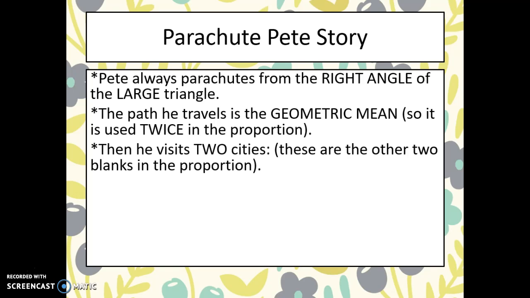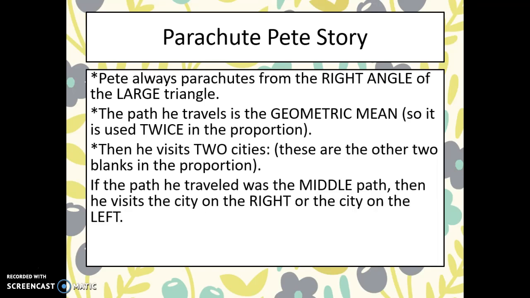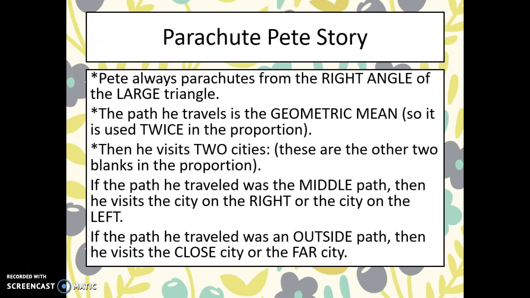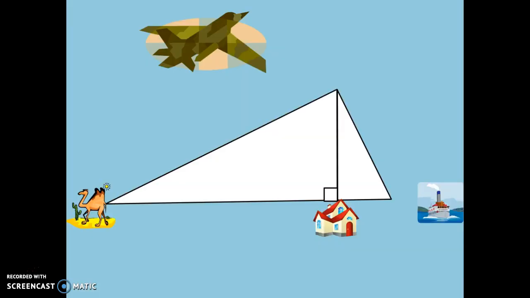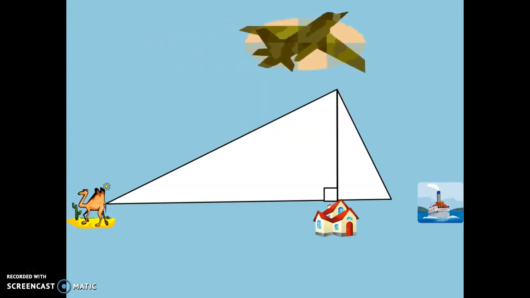Then he's going to visit 2 cities. So once he travels down one of the sides, or the altitude, the other 2 cities are the other 2 blanks. If he travels down the middle path, then he's either going to visit the city on the right or on the left. If he picks an outside path, then he's going to go to the close city or to the far city. So let's go through a visual. Alright, so Pete's going to parachute from the right angle. So imagine that right angle symbol should be right here at the top. He can either travel down to the boat, to the house, or he could travel down to the camel.